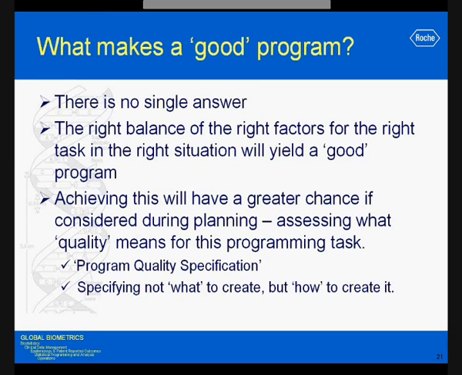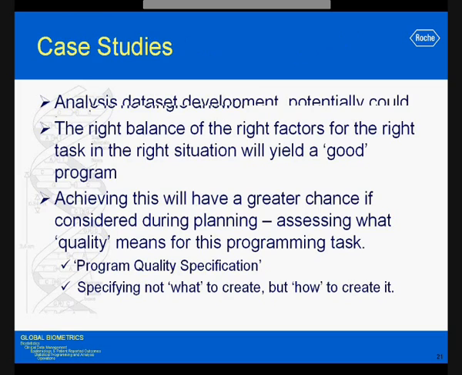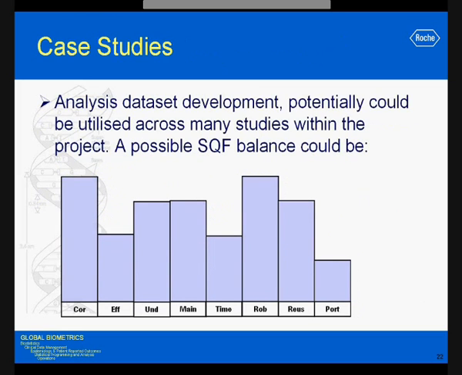We can come up with a program quality specification, which isn't necessarily more documentation for us to do. It could just be a plan on a quick note on a scrap of paper or in your head. It's not the same as our normal specs, which are what to create, but this is more how to create it. I'll move on to some examples.